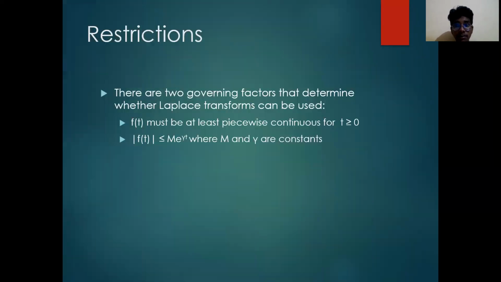So there are some restrictions on the Laplace transform. There are two governing factors that determine whether the Laplace transform can be used. F of t must be at least piecewise continuous for t greater than or equal to 0, and the absolute value of f of t must be less than or equal to M e power yt, where M and y are constants.